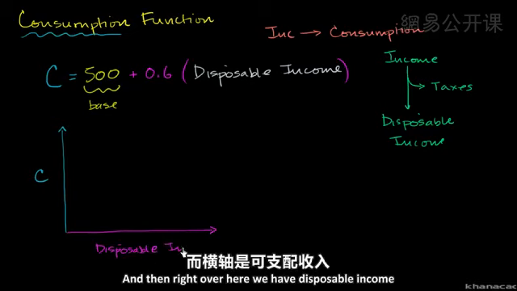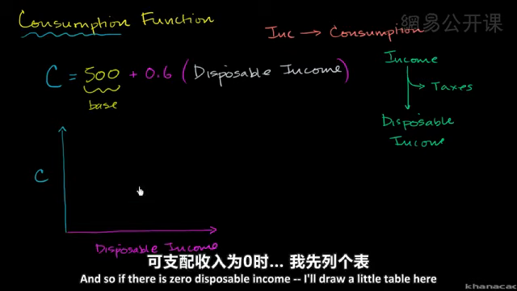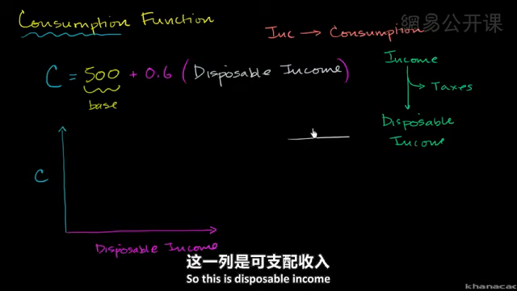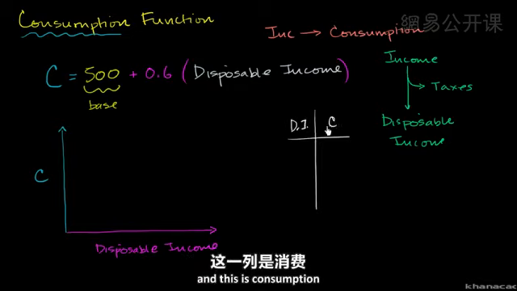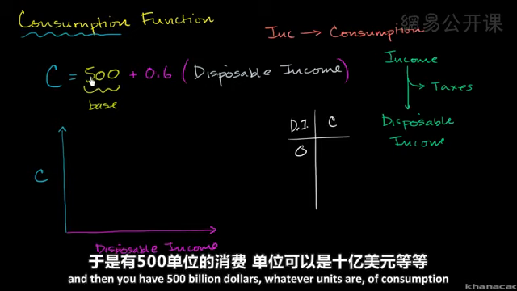Disposable income. And so if there is a zero disposable income, maybe I'll draw a little table right over here. If I have zero disposable, so this is, I'll call it disposable income, and this is consumption. If there's zero disposable income, then this whole term right over here is zero, and then you have $500 billion, or whatever our units are, of base consumption.